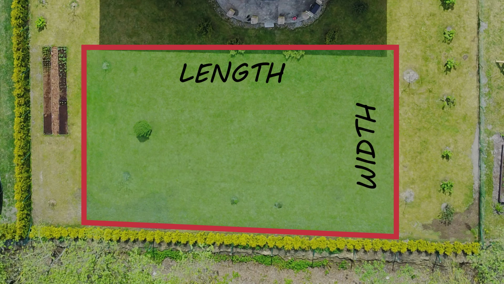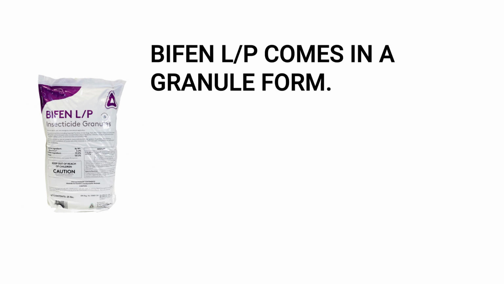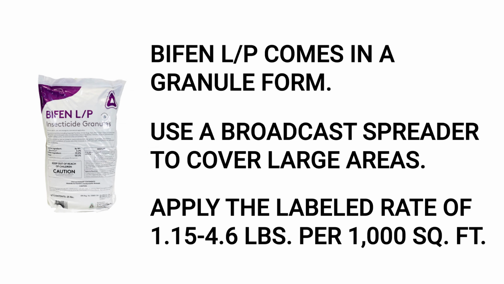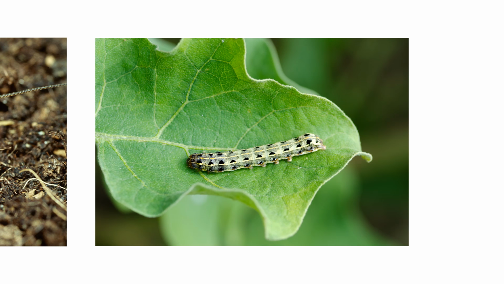Treating just the spots where you found turf pests will not guarantee that they won't move to other areas. You'll make a broadcast application of the Bifen granules over your entire lawn. Bifen LP is a granular insecticide, so we recommend using a push spreader to apply the labeled rate of 1.15 to 4.6 pounds of product per 1,000 square feet of treatment area, depending on your pest. For residential lawn applications, use 2.3 pounds per 1,000 square feet. If chinch bug, mole cricket, and other pest presence is high, use the higher rate for effective control.